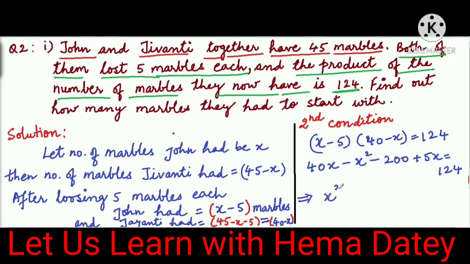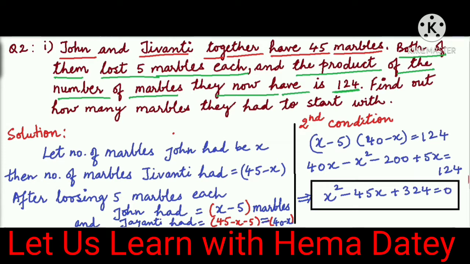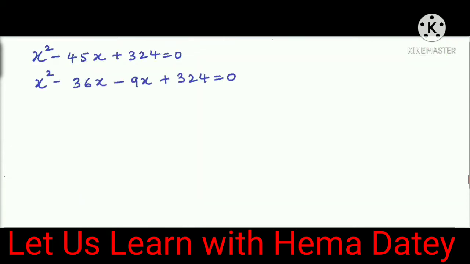And the quadratic equation is x square minus 45x plus 324 is equal to 0. We will factorize this quadratic equation to get the values of x. We split the middle term minus 45x. After splitting the middle term, we get x square minus 36x minus 9x plus 324 is equal to 0.